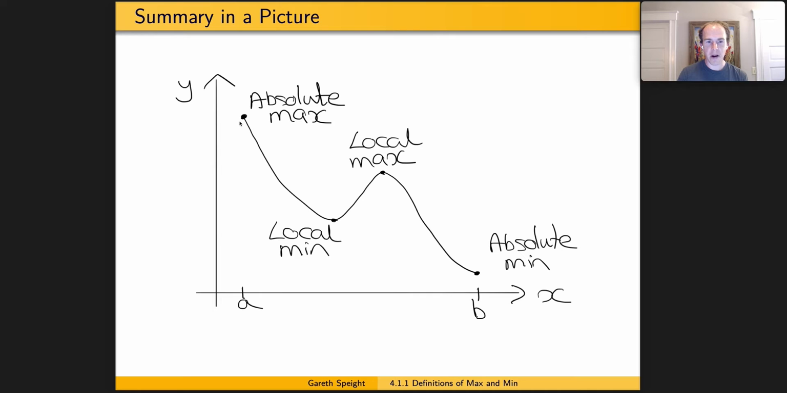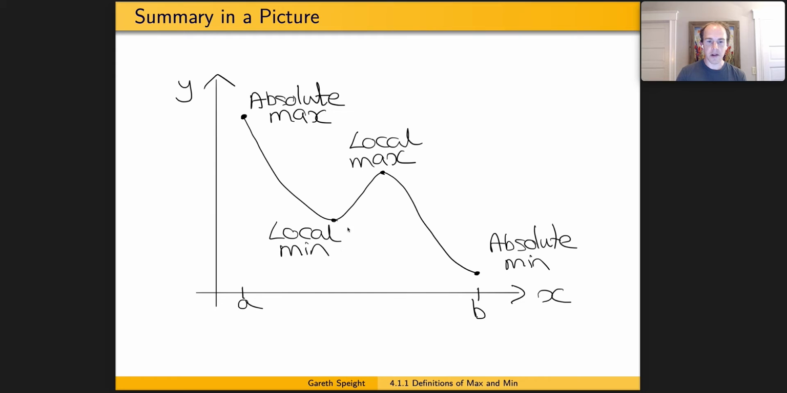So we cannot hope to compare it to anything on the left because the function is not defined there. So we don't admit it as a local max. This is just an absolute max. Okay, and if we move along to say the local max here, there's a local maximum because the value of the function is bigger than all the nearby values, but it's not an absolute max because there is a bigger value somewhere over here.